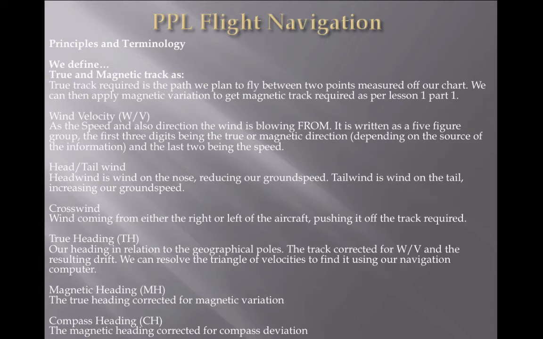True heading is the heading in relation to the geographical poles. So anything that's true is geographical. The track corrected for wind velocity and resulting drift, we can resolve the triangle of velocities to find it using our navigation computer. We do have a couple of slides on that. Magnetic heading is true heading corrected for magnetic variation, which we've already done. Compass heading is the magnetic heading corrected for compass deviation.